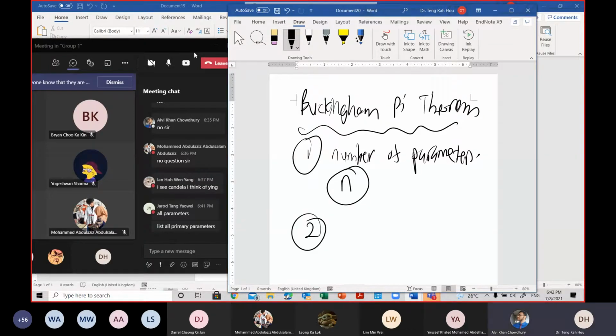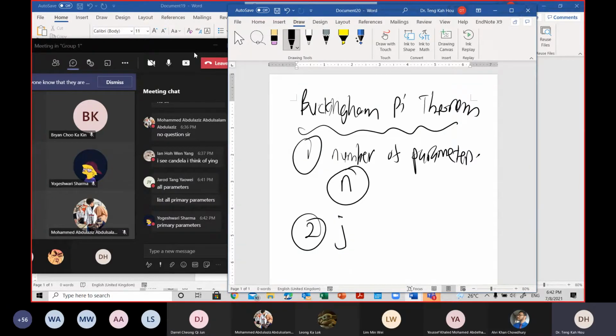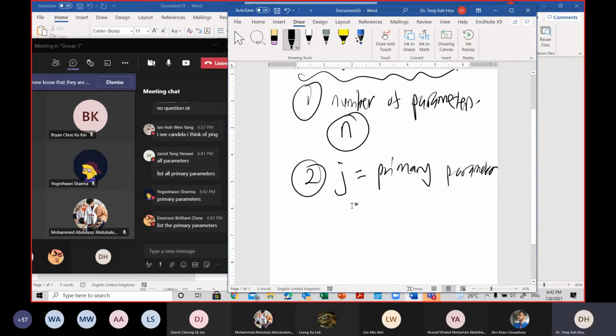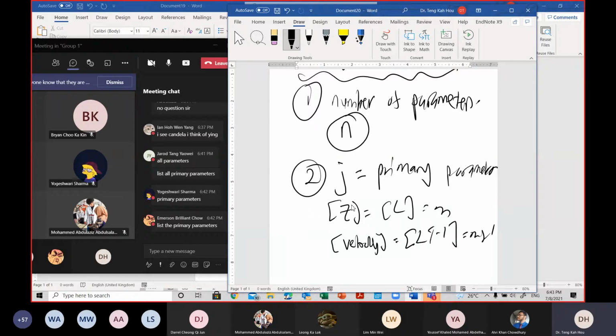What is the second step, please? The common parameters we have, like length and time, these things. Okay, so the keyword, I would say, is J. You remember the J? It's the primary parameters. In this step, you need to list down, for example, Z equal to L equal to meters, velocity equal to meters per second, ms minus 1, all these things. In this step, you need to fully list them down.